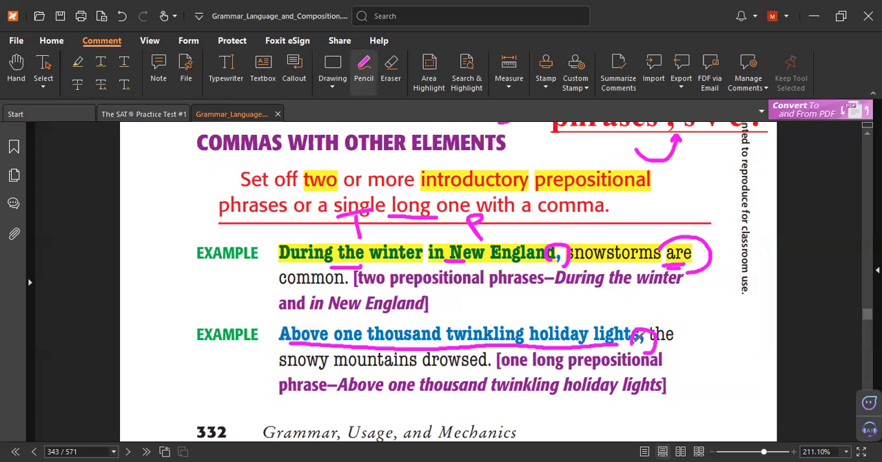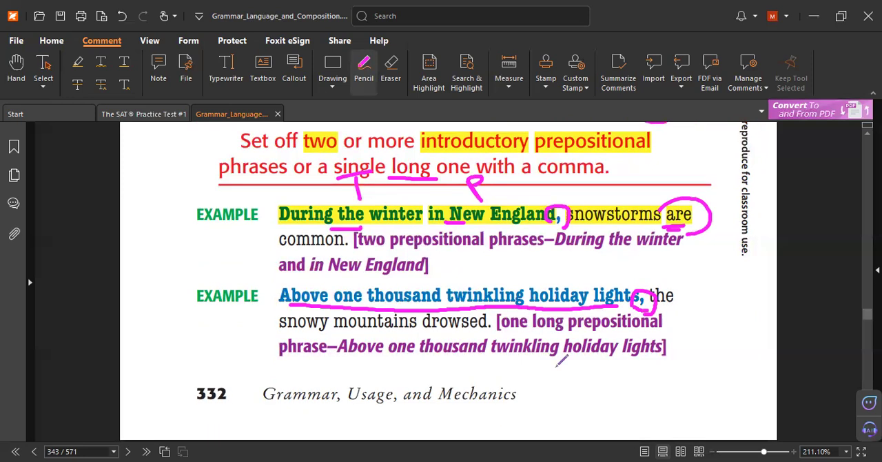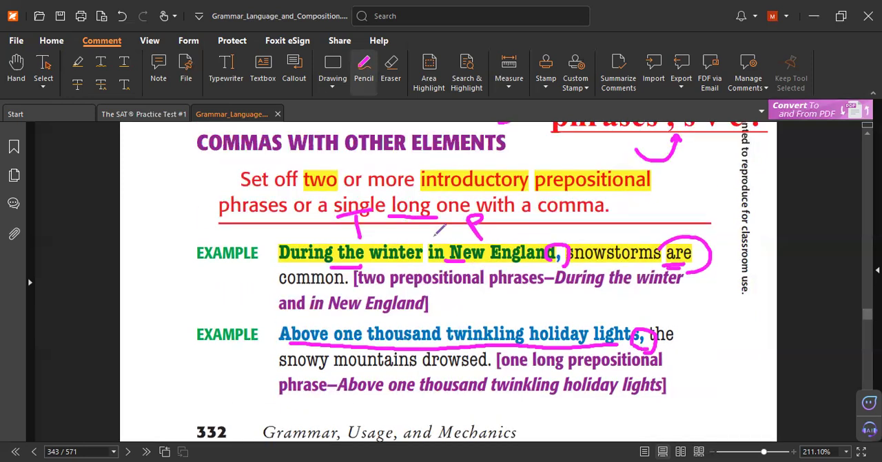But isn't during the winter a dependent clause? No, no. This is a phrase, not a clause. A clause has a subject and a verb. Remember, there is no subject or verb in any phrase. So the phrases have no subject or verb. That means they are phrases only. That's why he said introductory. It means at the beginning of the sentence, before.